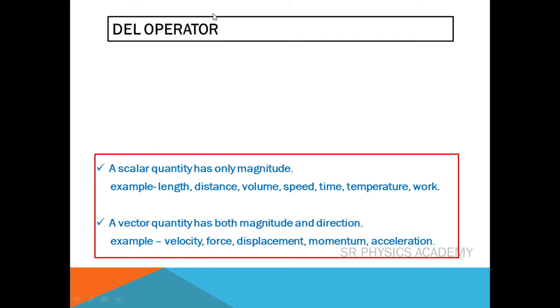Before we discuss the del operator, we should first know what a scalar quantity and a vector quantity are. A scalar quantity is a quantity which is defined by only magnitude. Some examples of scalar quantities are mass, charge, length, distance, volume, speed, time, temperature, etc. Vector quantities are those which have both magnitude and direction. Some examples are velocity, force, displacement, momentum, acceleration.